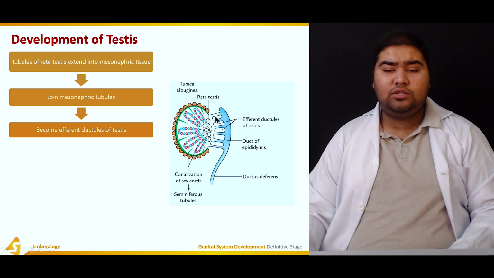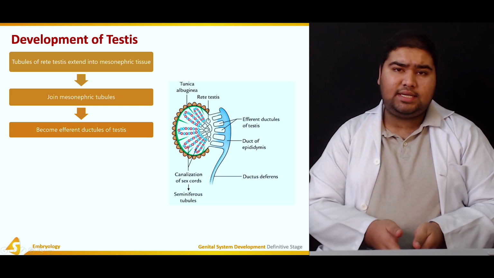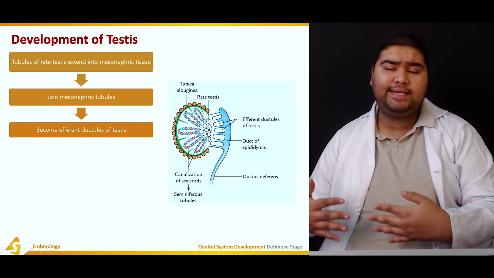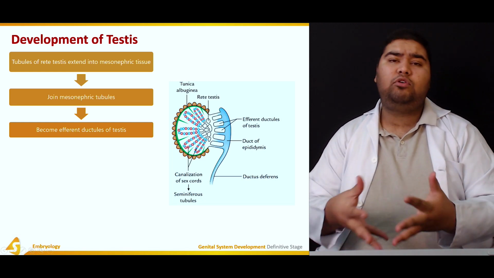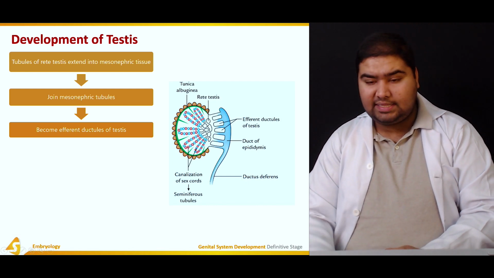So the efferent ductules of the testes are formed by the tubules of the rete testes, which were extending into the tubules of the mesonephric duct, and when both of them anastomose with each other, they result in the formation of efferent ductules of the testes.